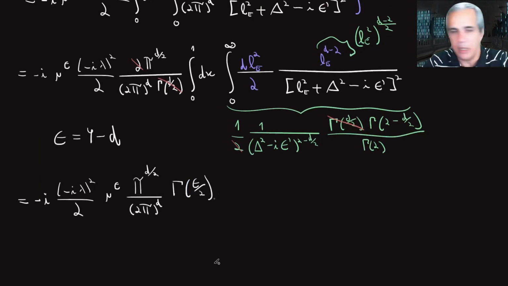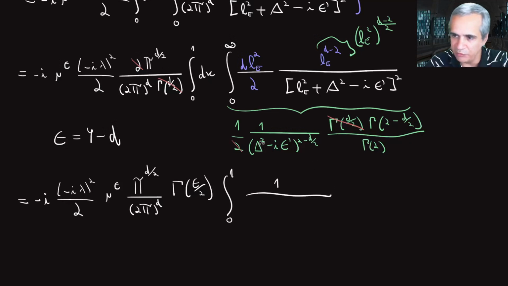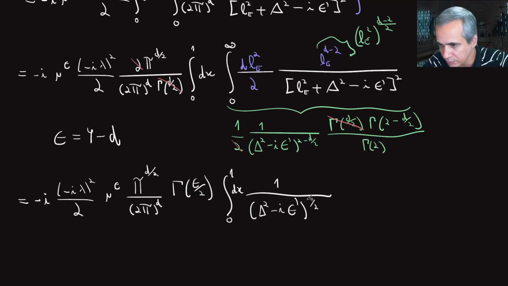right? And then the integral in x, 0 to 1. This is the only thing that depends on x, right? This is this delta squared right here. This is delta squared minus i epsilon prime, for the dx here, to the power, again, 2 minus d over 2, which I can just write as epsilon over 2. This is not a very clear epsilon. That's not better. Now it is. Okay, so that's the expression, right?